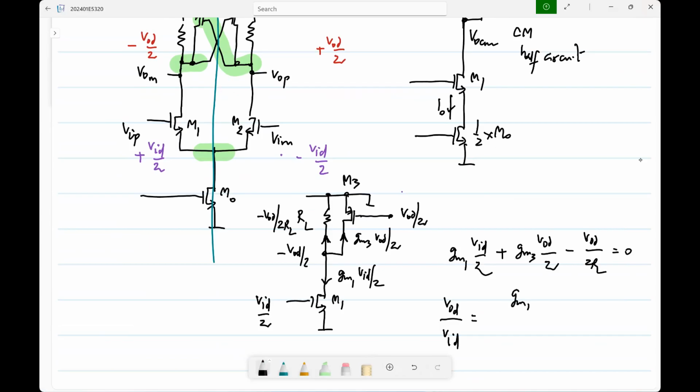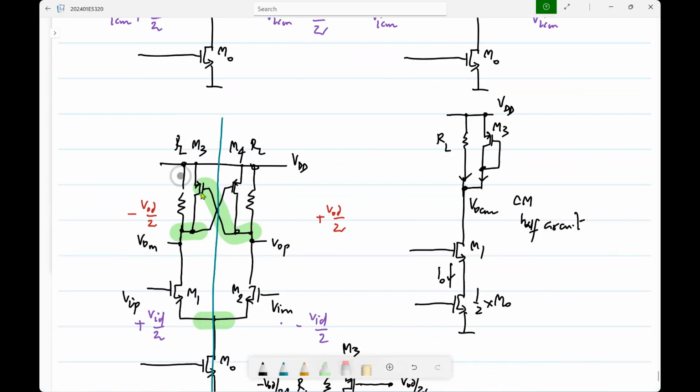It is GM1 by GL minus GM3. GL is basically 1 by RL, right? So if you make GM3 equals GL, what happens? You get infinite gain. You may not be able to make it exactly equal, but basically that's one way of increasing the gain.